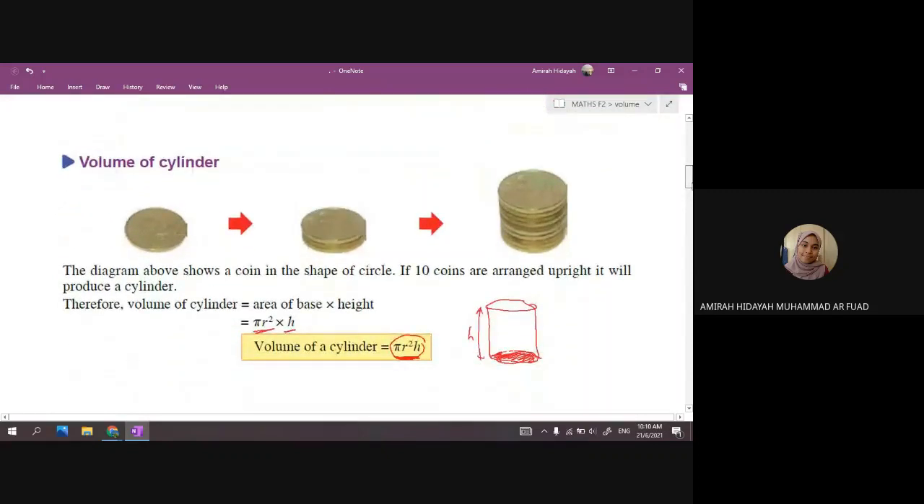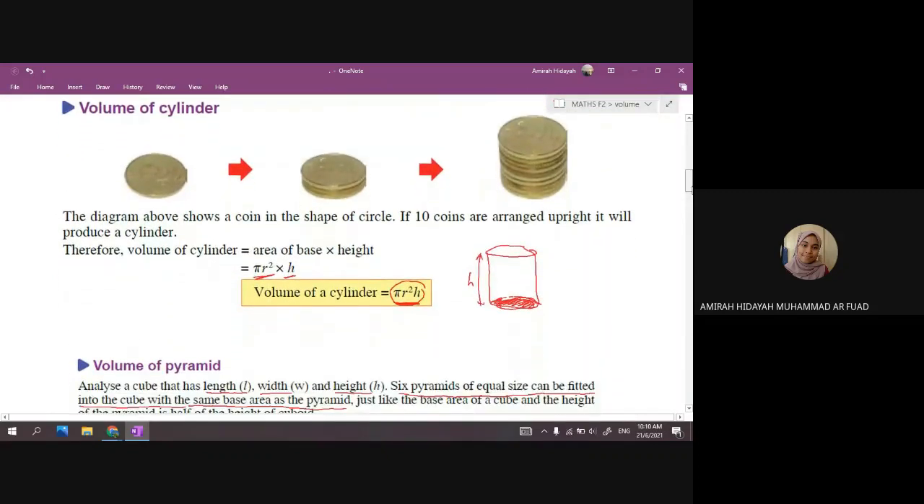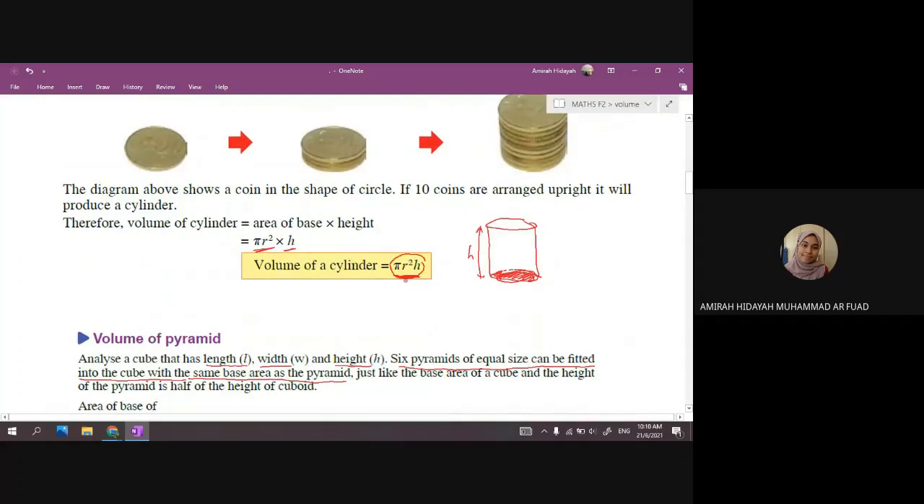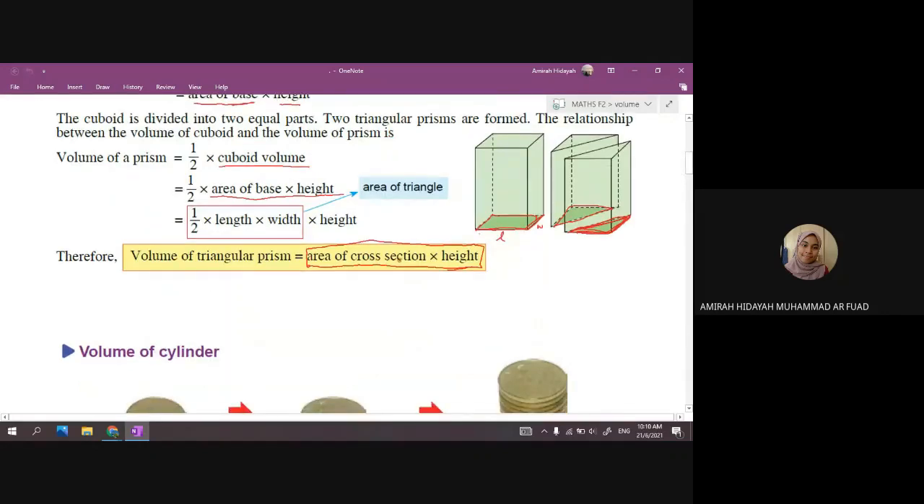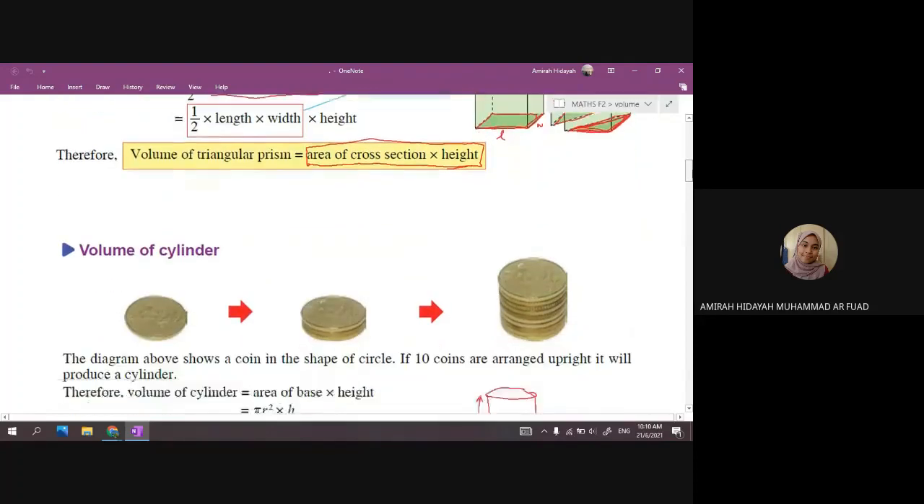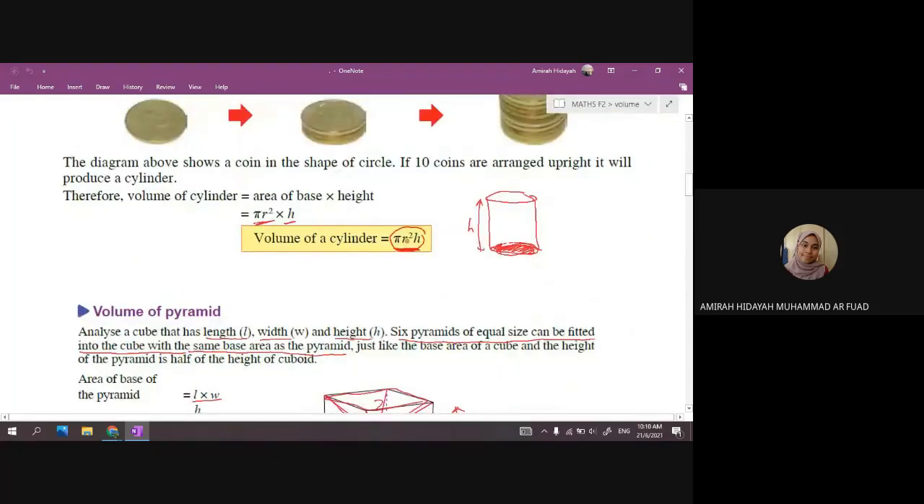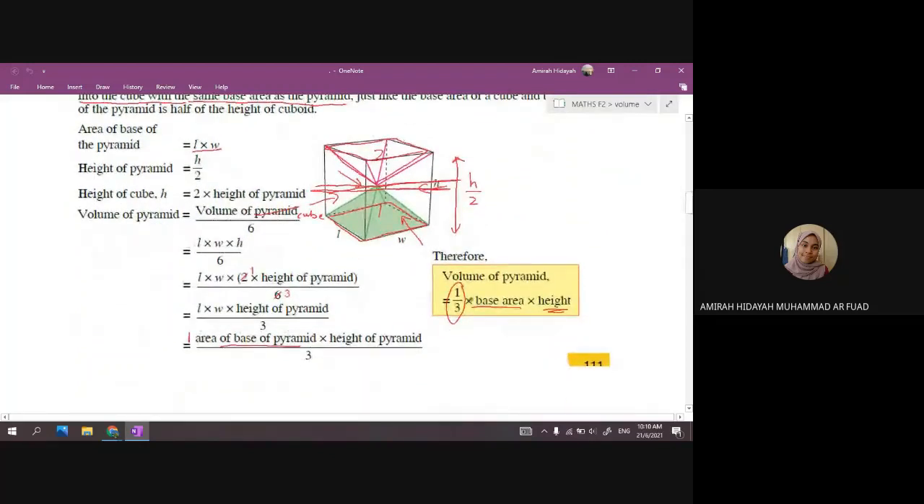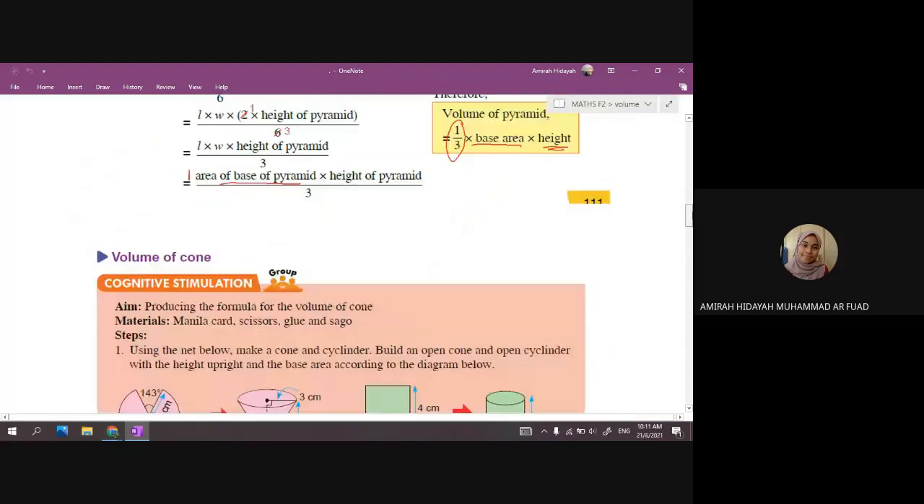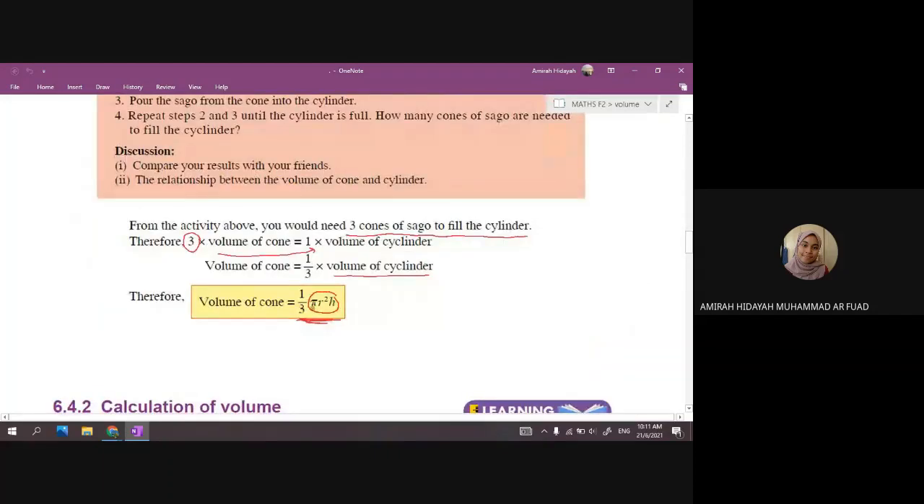And then kamu tengok tadi macam kita derive formula untuk volume of cylinder. Okay, remember this is the formula untuk volume of cylinder. Yang di highlight kuning ni semua kamu kena ingat. Sebab tu adalah dia punya formula lah untuk cari volume dia. Okay, ni volume of cylinder. Formula ya. Then volume of pyramid adalah 1/3 times base area times height. And untuk cone 1/3 times pi r square h.